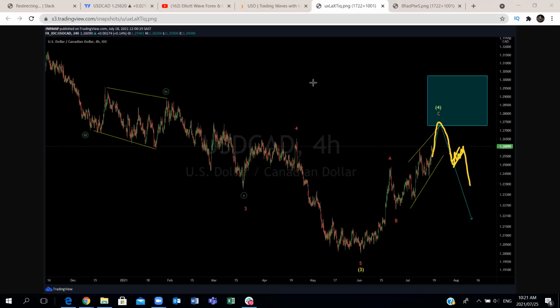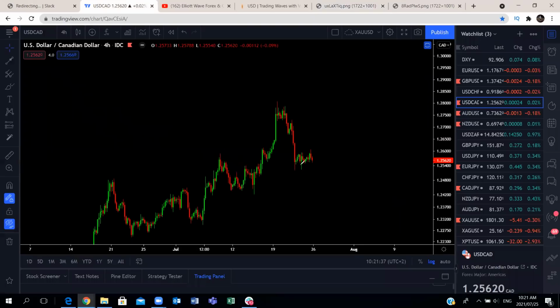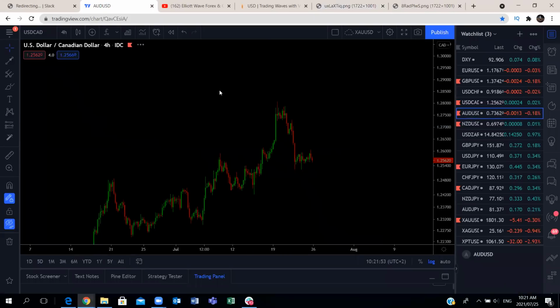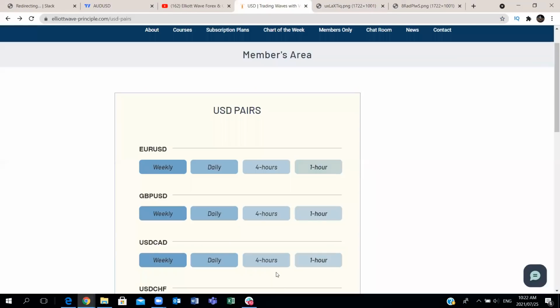Right, so this is where we are with US dollar CAD. So like I said, don't expect it to just go down in a straight line. We may get this one pulling back slightly more before continuing to the downside. Okay, so that is US dollar CAD. Let's go to AUD US dollar. Okay, let's go to the forecast on AUD US dollar.